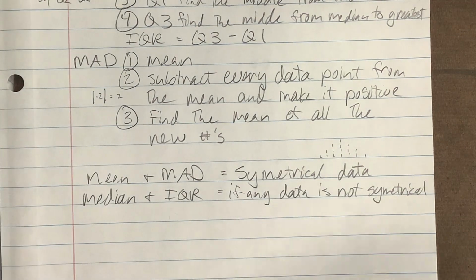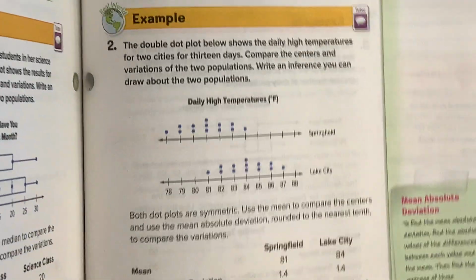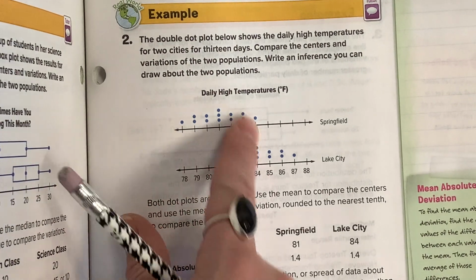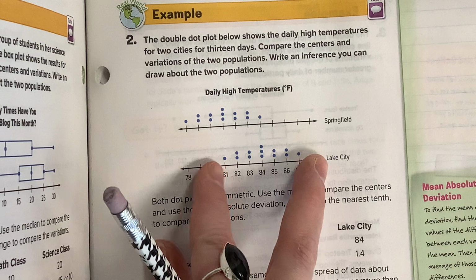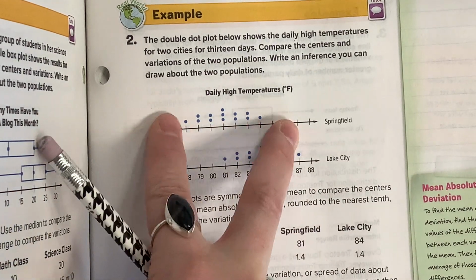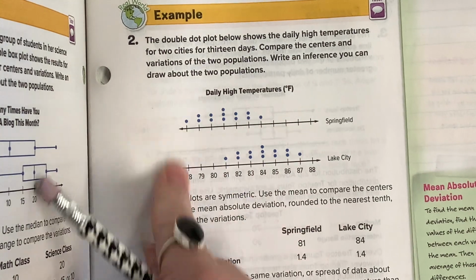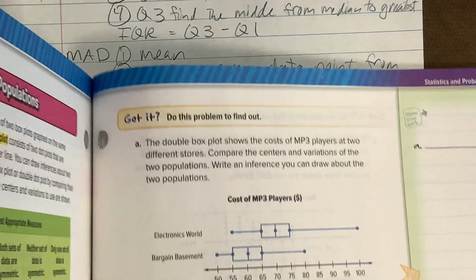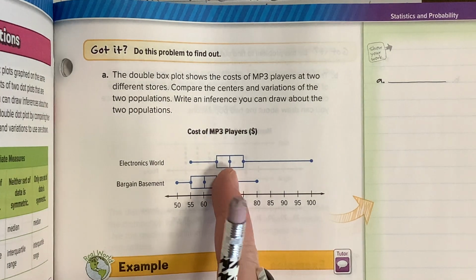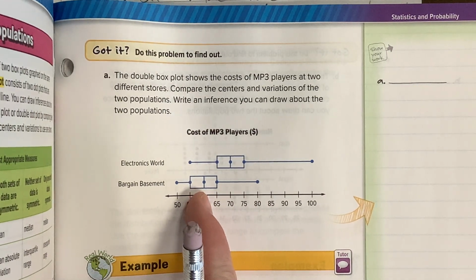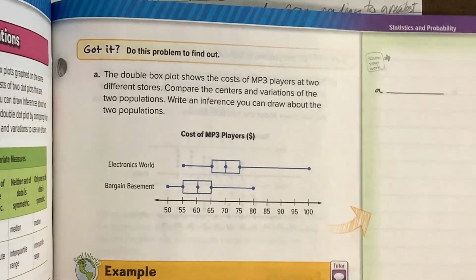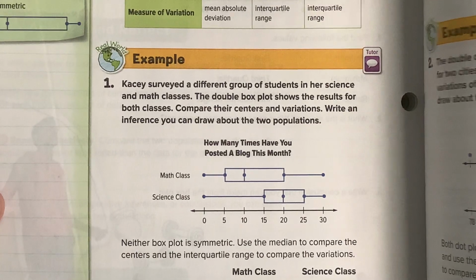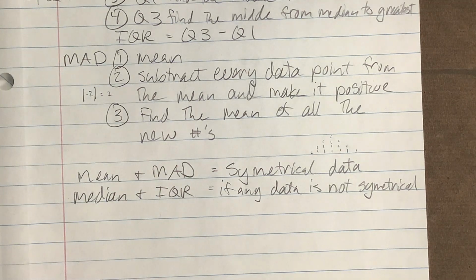Okay, so what it means to be symmetrical, again, is you want to be able to fold it in half and it completely matches. So these two sets of data, we can fold it right down that 84 and it would match. This one, we can fold it right over that one and it would match. So on this one, we would use the mean and the mean absolute deviation. Looking at these box plots, and I'll talk more about the box plots in a minute, if we fold them down this middle line, do they match? No, they don't, so we are going to use the median and interquartile range. How about those box plots? Can we fold them in half and have a match? No, again. So again, on that, we'd use the median and the interquartile range.